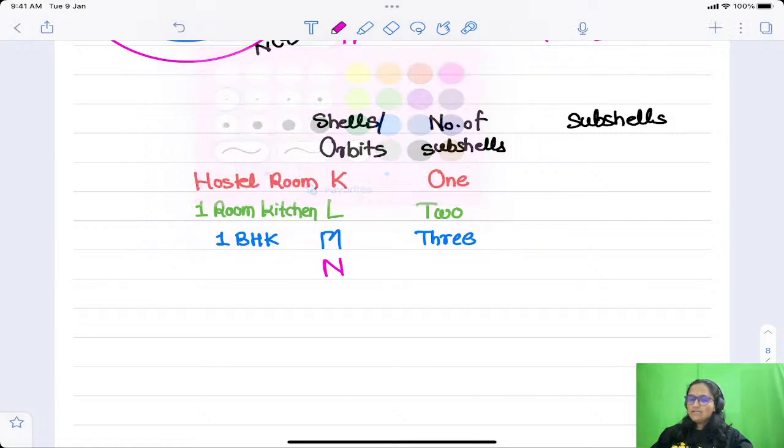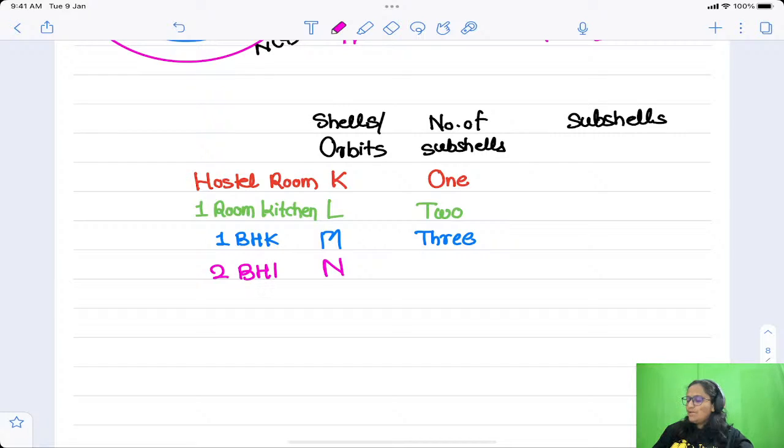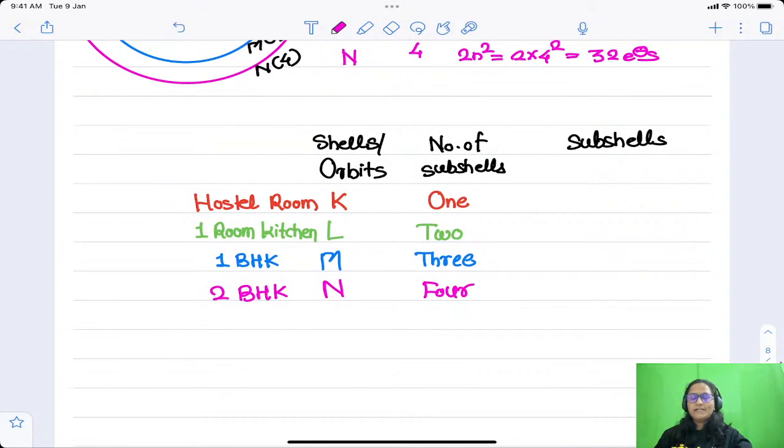Then the last one is the N shell, which is just like a 2BHK. 2BHK stands for 2 bedrooms, 1 hall, 1 kitchen, so a total of 4 rooms are available. If it is the O shell, further it will be 3BHK, which means a total of 5 rooms, and likewise. This is how the shells are further divided into subshells. The number of subshells is fixed: K shell, the smallest one, only one room. L shell, 2 rooms. M shell, 3 rooms. N shell, 4 rooms, right?